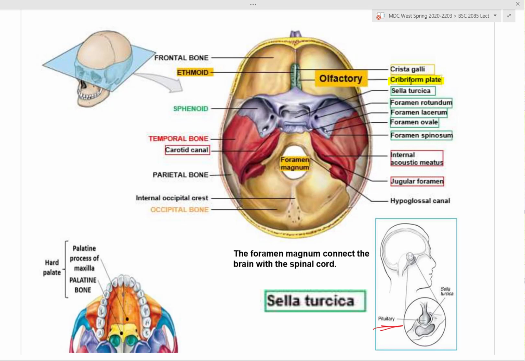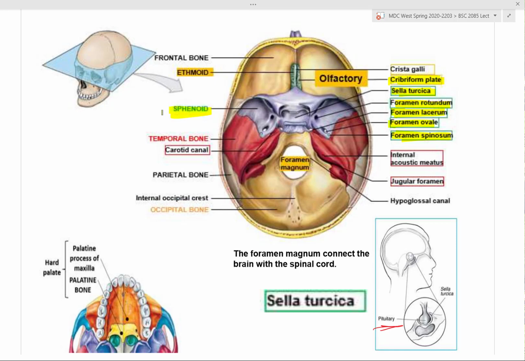Okay, so the next one is sella turcica, foramen rotundum, lacerum, ovale, and spinosum. Those are part of what? Sphenoid bone. It's color coded. They're green, it's the sphenoid bone. So if you see any of these structures in a step question, what would you answer? They're part of the sphenoid bone.